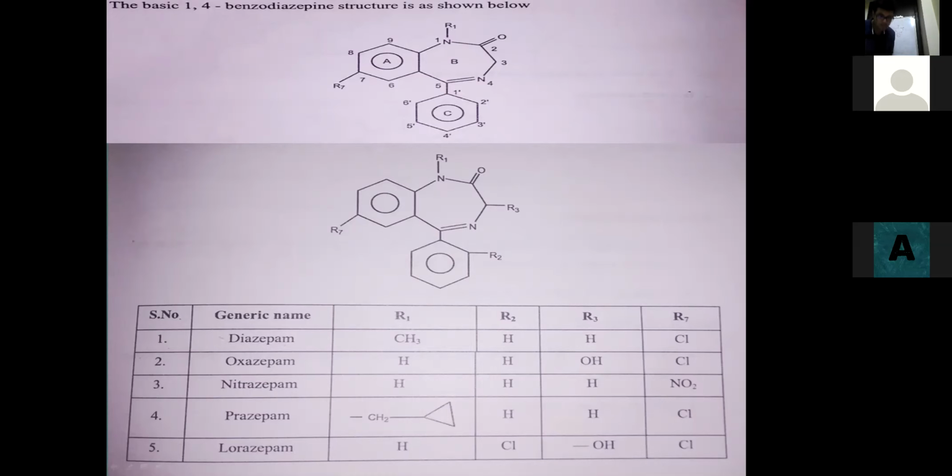And next is lorazepam. Lorazepam contains chloro over here, chloro over here, and OH over here. So this is the structure of your lorazepam. When you see the chart, you can draw the structures of the corresponding benzodiazepines, 1,4-diazepines. So this is the structure of your diazepam and its synthesis.